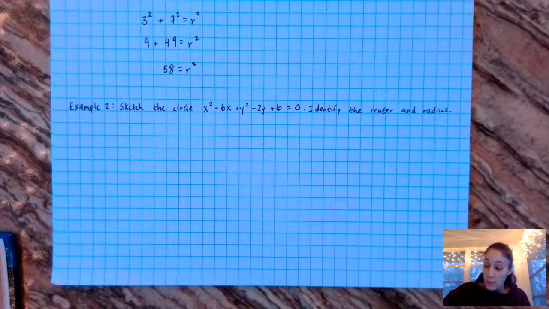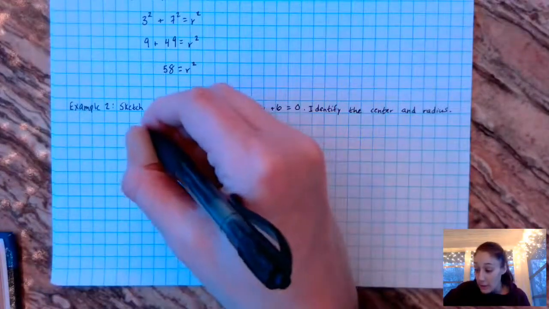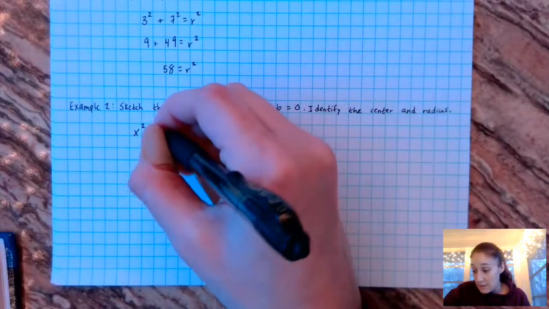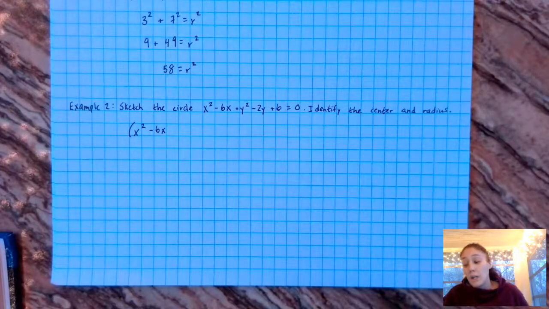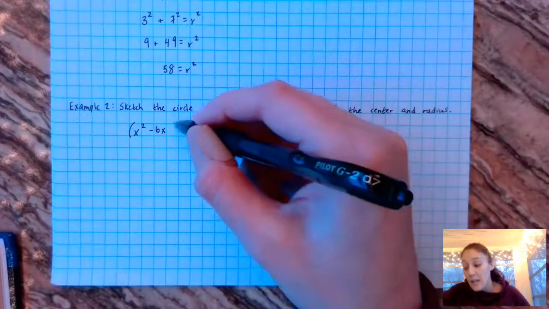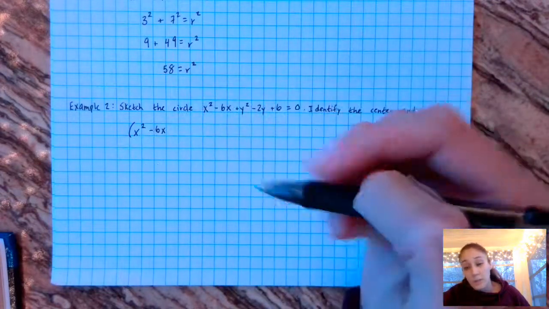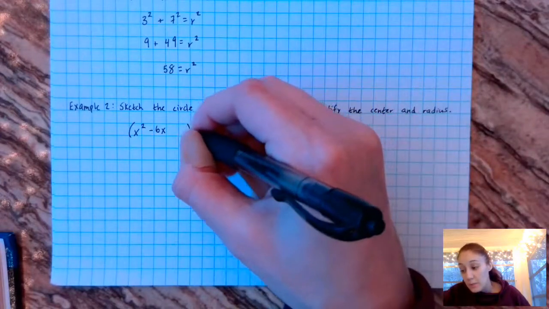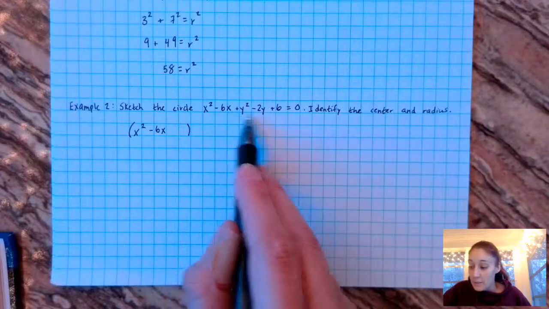So let's start with grouping what we need to group. So I'm going to write x squared minus 6x, and what I want to do is find a constant value here that would make this a perfect square trinomial. Alright, so I'm going to leave a blank right there. Alright, so I grouped my x's. Now I'm going to group my y's.